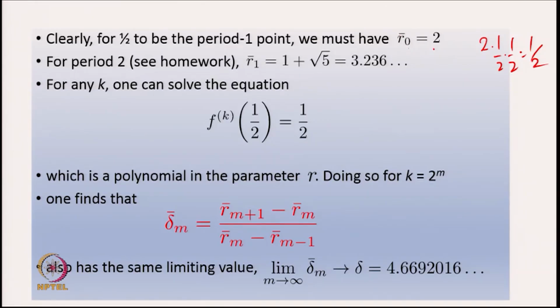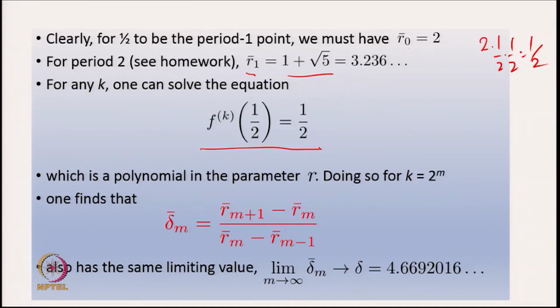One of the tutorials you would have to work out is that period 2 is superstable for the value r1, which is 1 plus the square root of 5. And for any k, you can solve this equation, f to the k of a half is equal to half. This determines the superstability condition, but this is now a polynomial in r, a polynomial in the parameter. And this can be solved by Newton's method, and this is in fact what Feigenbaum did in his early calculations.